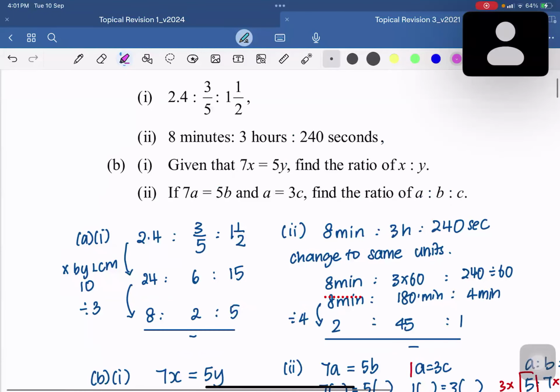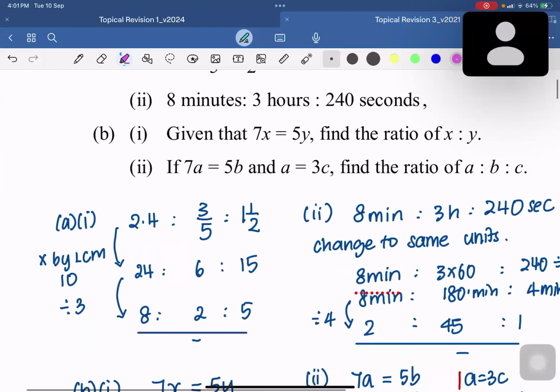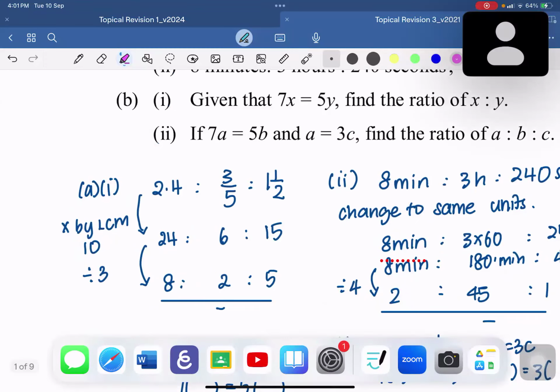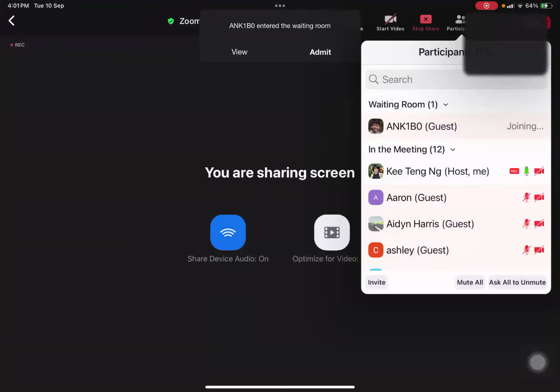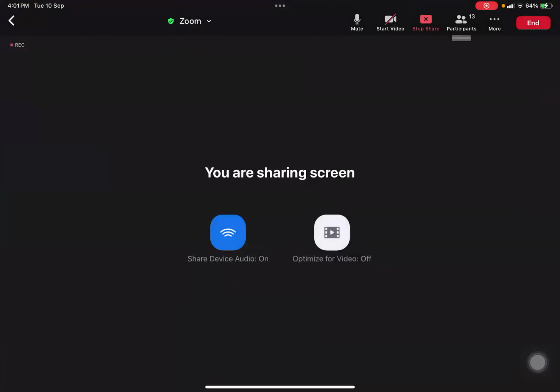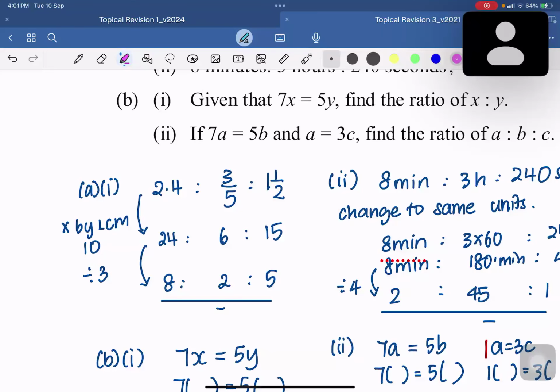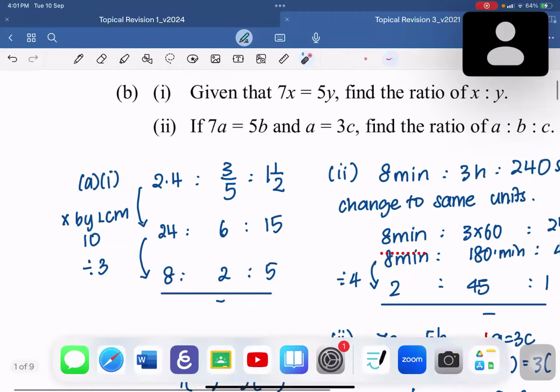Simplify the following ratio. Okay, this one, number 1, we make sure we try to get rid of the denominators. We need them to become integers and whole numbers. Okay, give me a minute, huh? Okay, so what we do, we multiply by the LCM. So the denominator is 5 and 2, right? So the LCM is actually 10. So in this case, I multiplied by the LCM to get rid of the denominator.